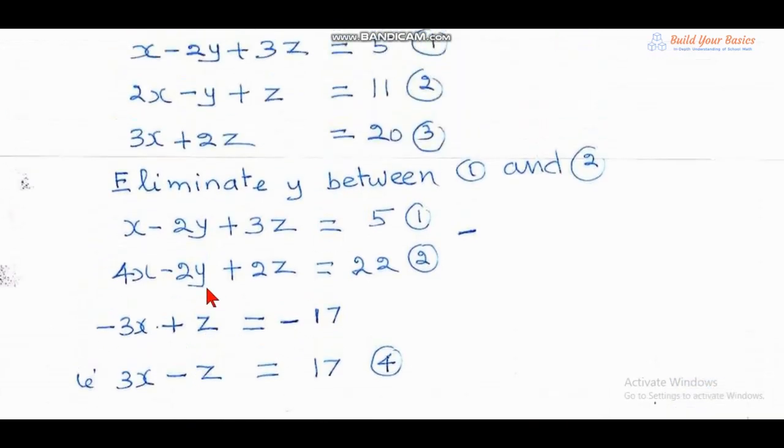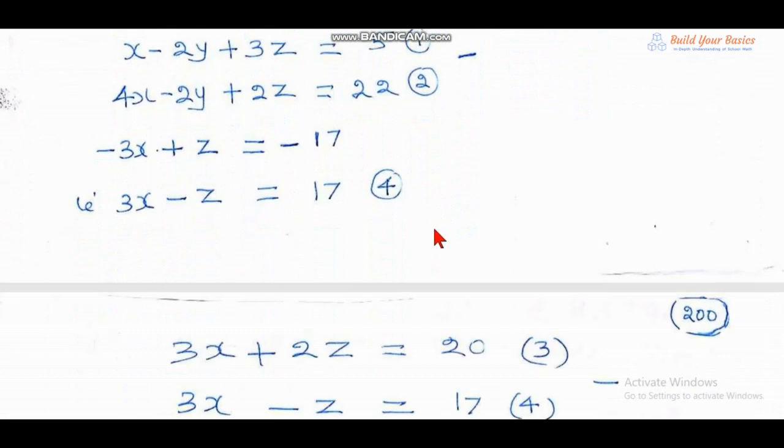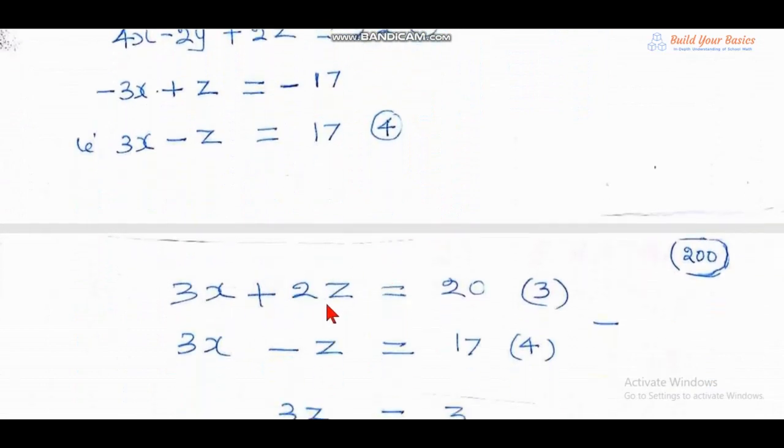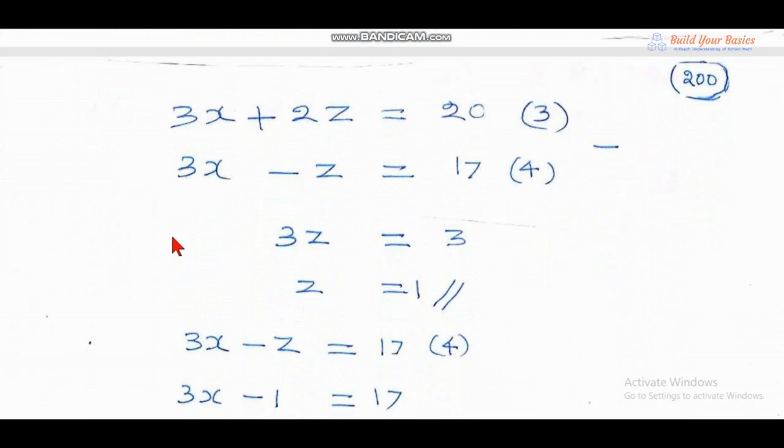Now we have equation 3: 3x + 2z = 20. We have the fourth equation that we have formed: 3x − z = 17. On subtraction, 3z = 3. That is z = 1.